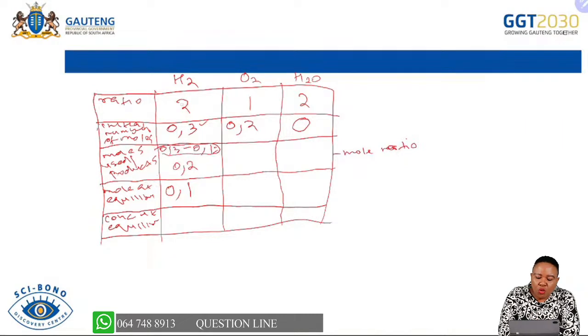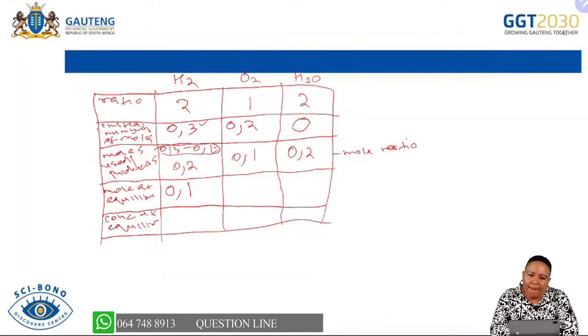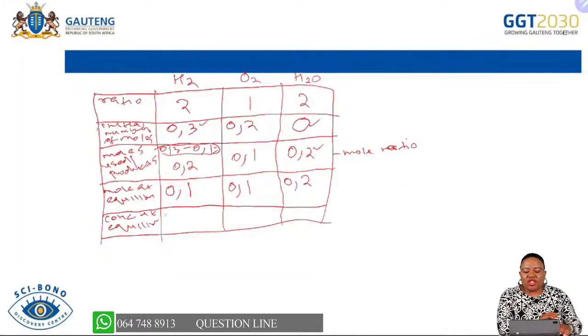The ratio is 2:1:2. Therefore, definitely for these two, there will be 0.2 and 0.2. And then this is going to be half of the 2, which is going to be 0.1. So we are using the mole ratio here to get the number of moles that we use or produce, because we know the number of moles at equilibrium. Therefore, here it's going to be 0.2 subtract 0.1, which is also 0.1. And then you started with 0, but you produced 0.2. It means at equilibrium, you're going to have 0.2.